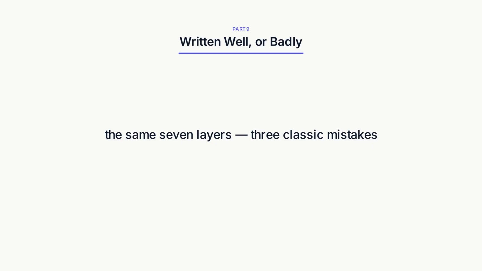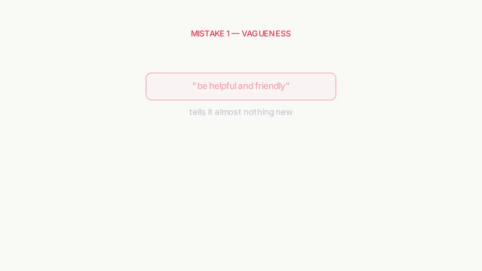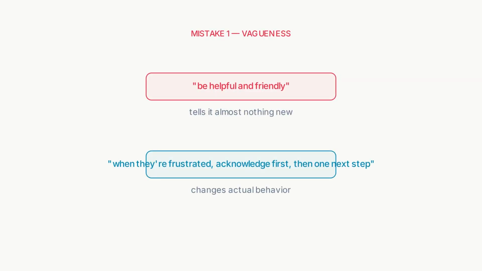Let's name them. The first is vagueness. Be helpful and friendly sounds fine, but it tells the model almost nothing it didn't already lean toward. Compare it with when a customer is frustrated. Acknowledge the problem first, then give one clear next step. Specific instructions change behavior. Vague ones just decorate it.